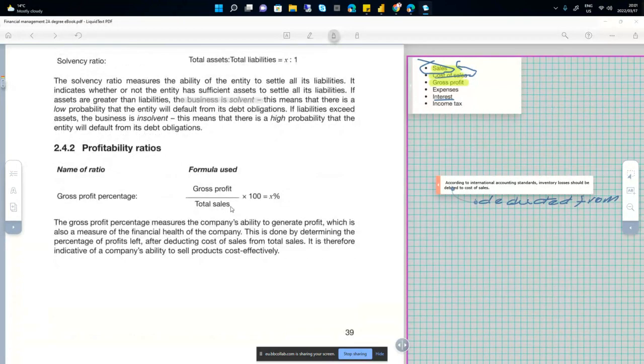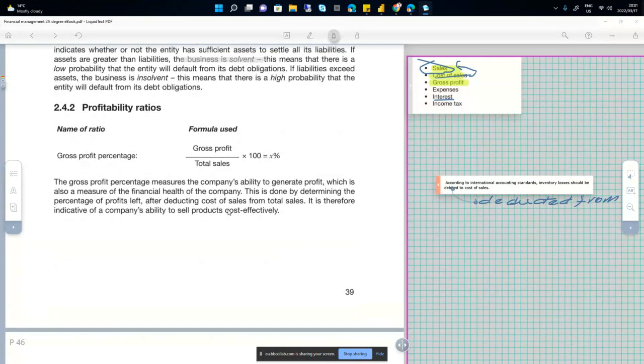All right, so profitability ratios. I'm just going to go down quickly. Important. Why is it important? Because we want to find out how much profit we have generated in comparison to a particular item. Let's say, for instance, gross profit percentage. It's going to be the gross profit divided by the total assets.